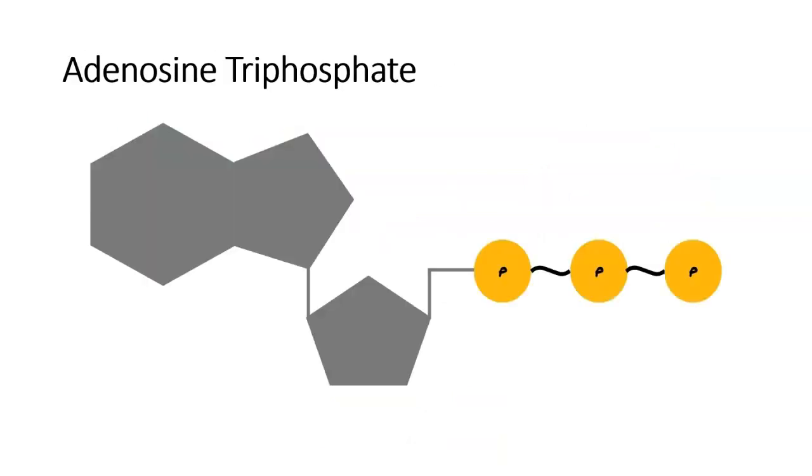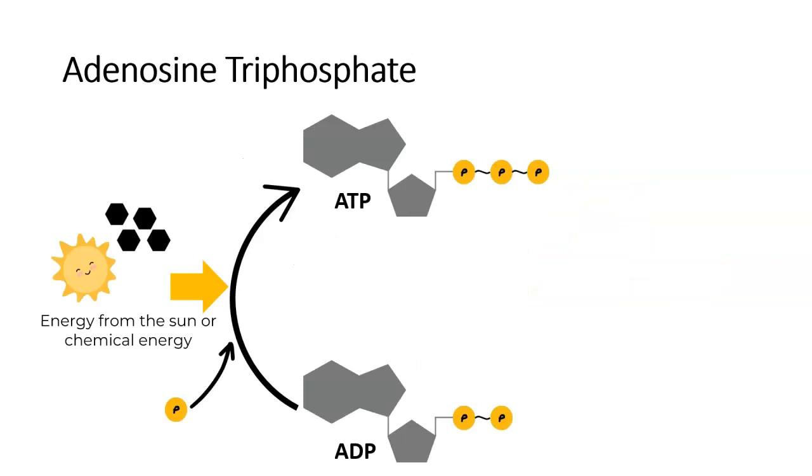ATP is an energy carrier molecule. It is composed of the sugar ribose, the nitrogenous base adenine, and 3 phosphate groups. The 3 phosphate functional groups attached to the molecule are held together by high energy bonds. Cells use energy from the sun or other chemicals to attach a phosphate group to adenosine diphosphate to make adenosine triphosphate. This is called phosphorylation.